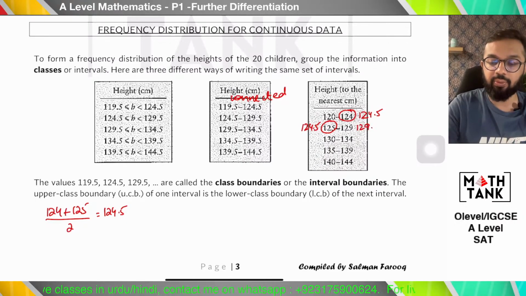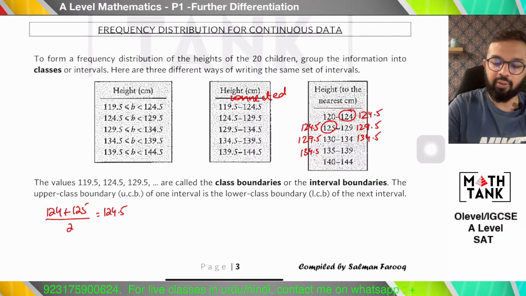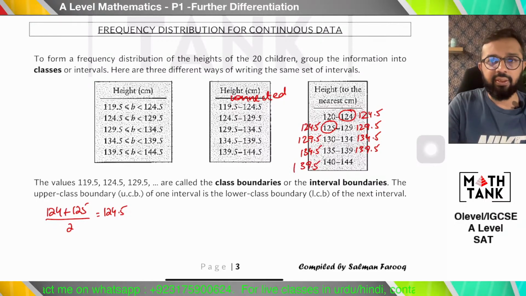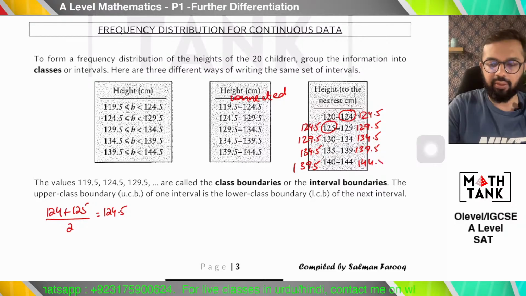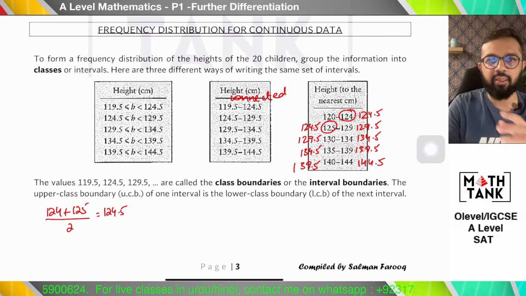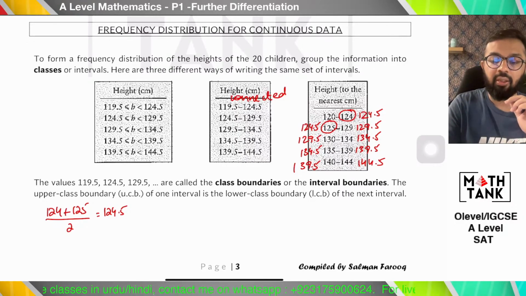Similarly, this will also change to 129.5 and 129.5. Then 134.5 and 134.5. Then 139.5 and 139.5. Then 144 is the last number that's left. There's no further class after this. So what you can then say is कि instead of guessing, I can just say that जितना पहले वाली बाउंड्री में subtract किया था उतनी इस बाउंड्री में मैं add कर दूंगा। सही है. And same will be the case for the first boundary.